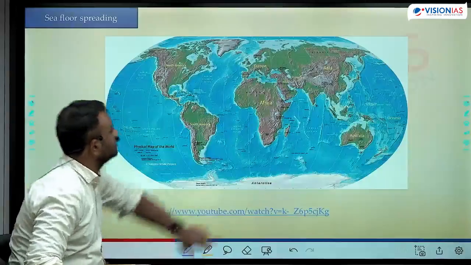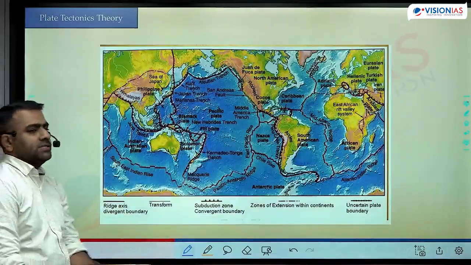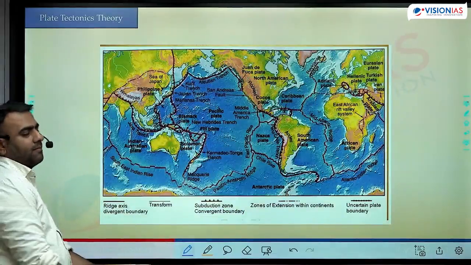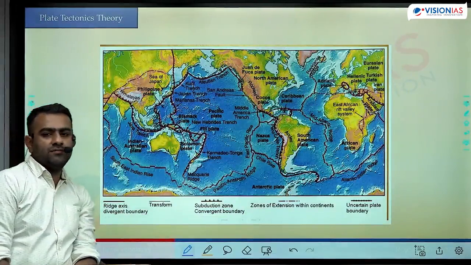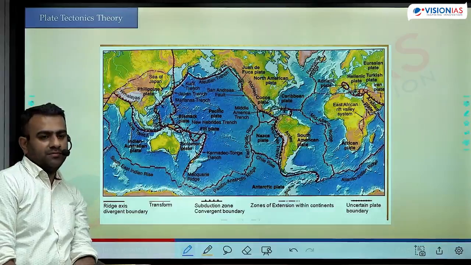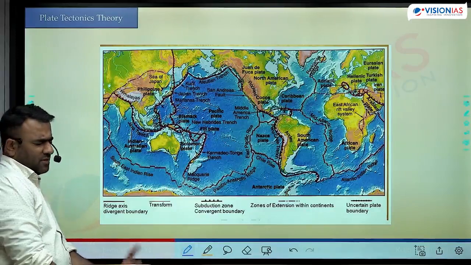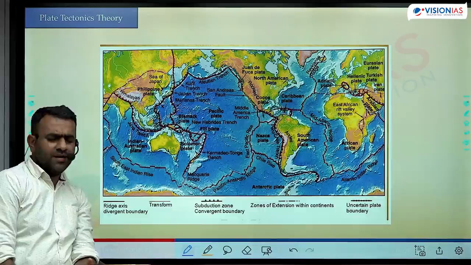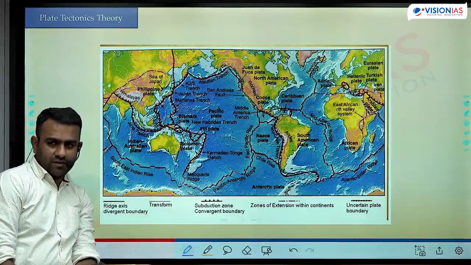So now with the help of this, we move towards the plate tectonics theory. You have to bring the continental drift theory, the seafloor spreading theory, and one more idea, isostasy. When you bring all these together, you will get plate tectonics.